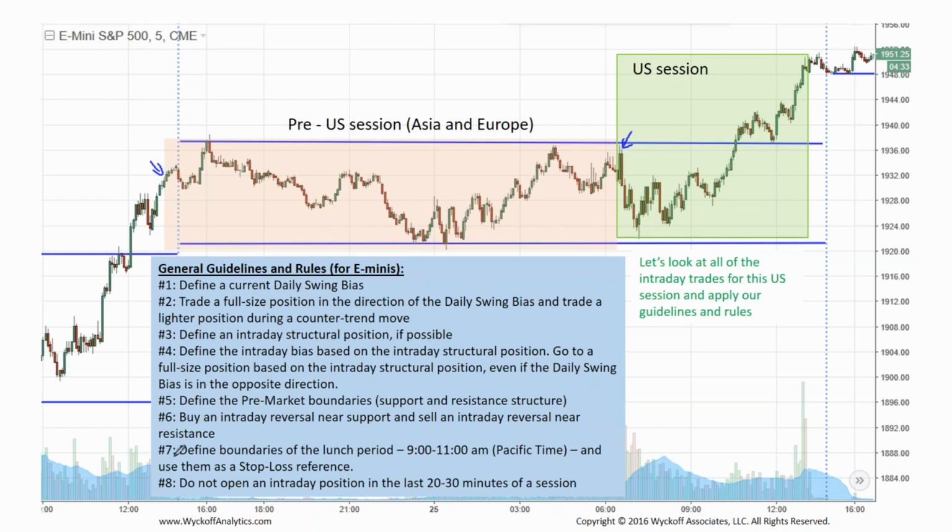And where is it? It's definitely not the first. It's number 5 here. Then going through the other rules, they're going to be somewhat similar to the rules that I had with the stocks.